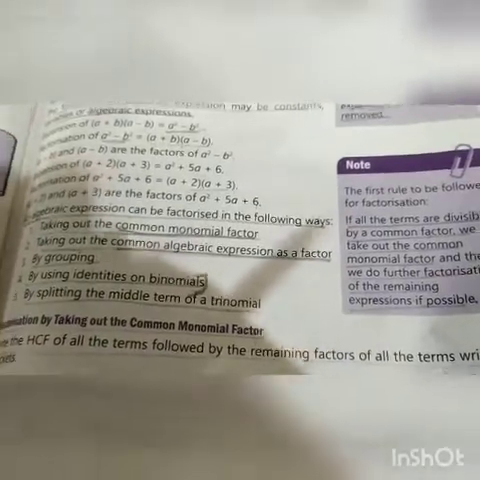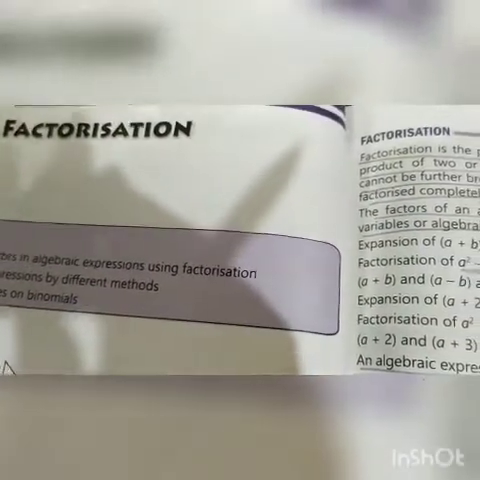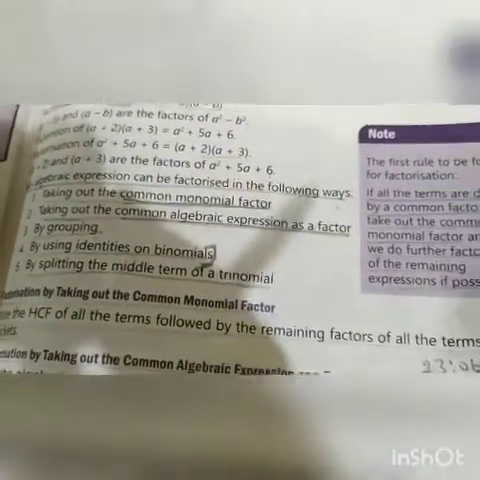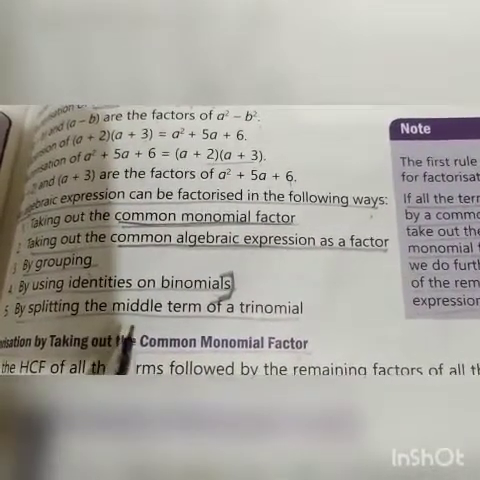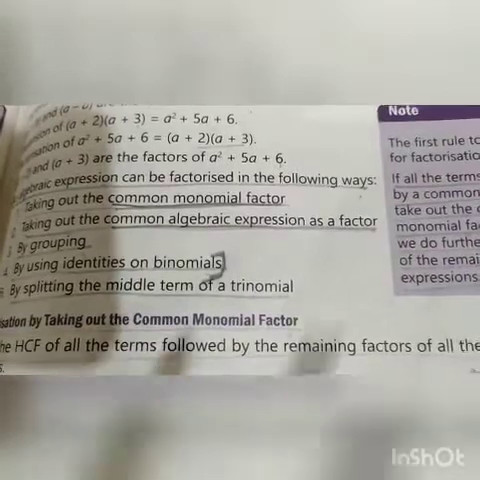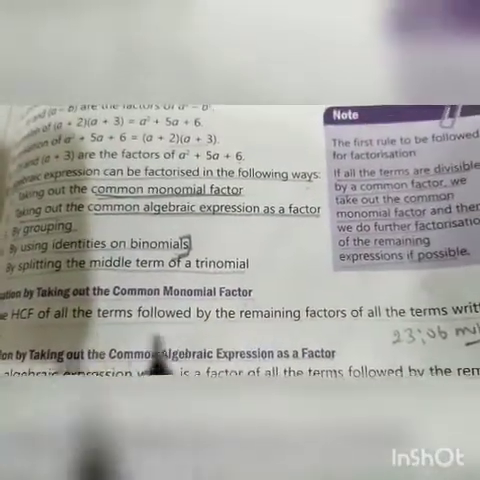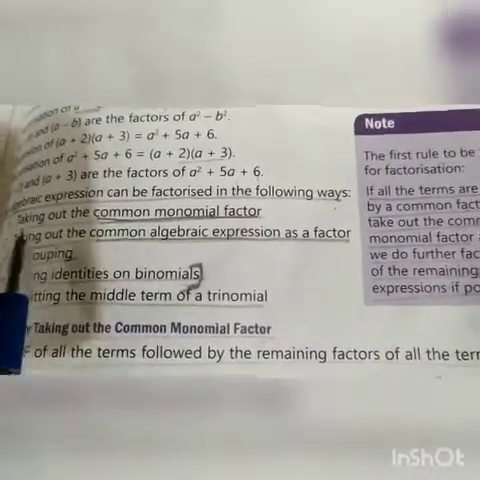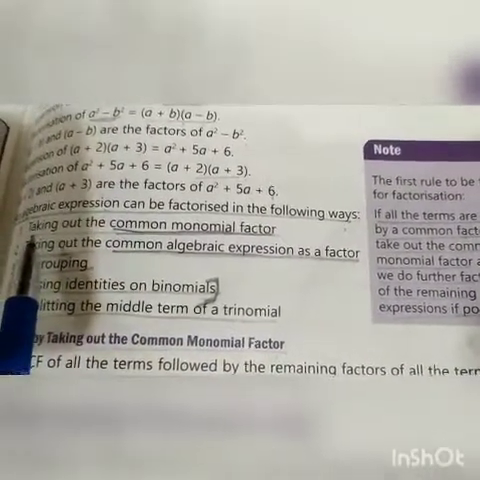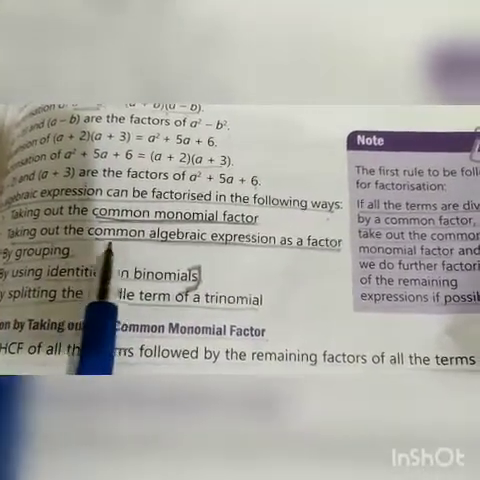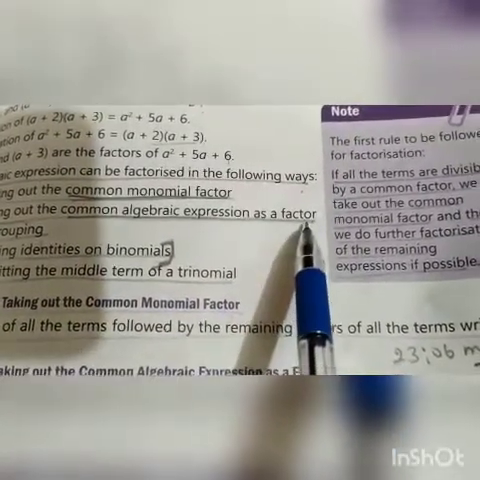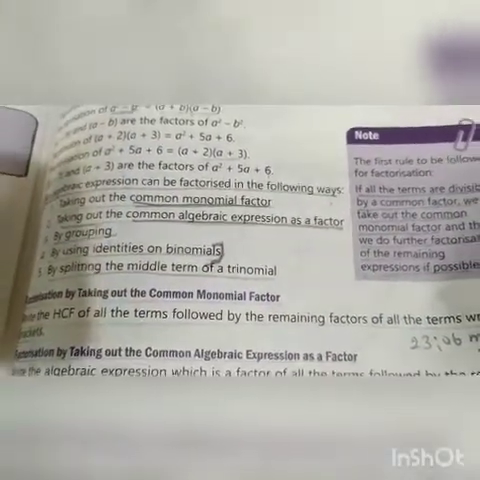Students, in the last class I started chapter 6, that is factorization, and I told you that there are 5 methods to factorize a given algebraic expression. So today in this video I will explain the first two methods for factorization. The first method is taking out the common monomial factor, and the second one is taking out the common algebraic expression as a factor. So let us start.